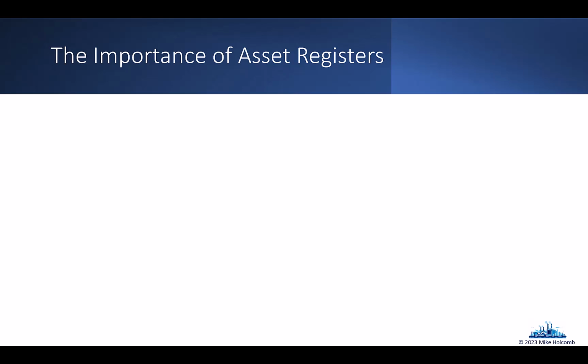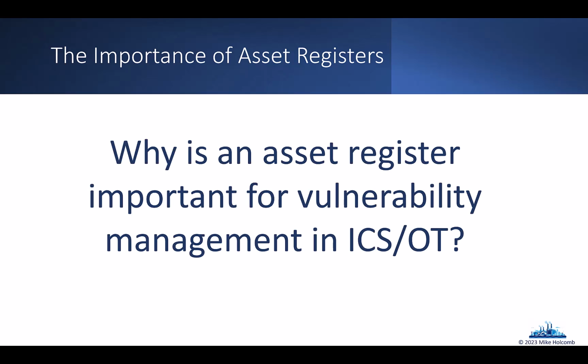In the last part, as a little recap, we talked about asset registers and how we can build or update them over time. So we have this list of inventory in the environment: hardware, software, firmware. We want to understand what we have and what's running in the environment. So why is it important that we have an asset register? How does it play into vulnerability management?